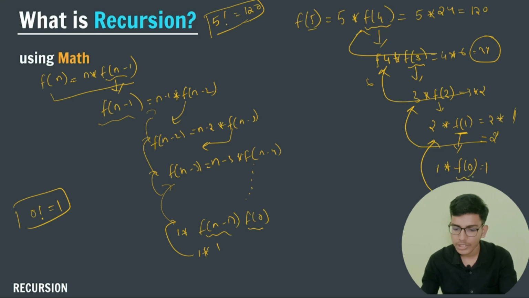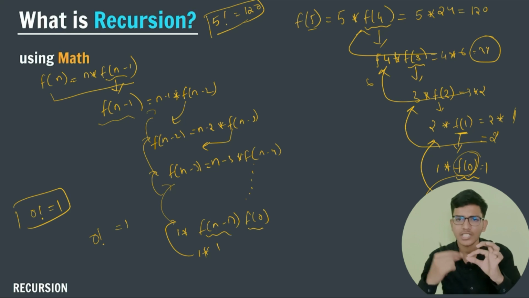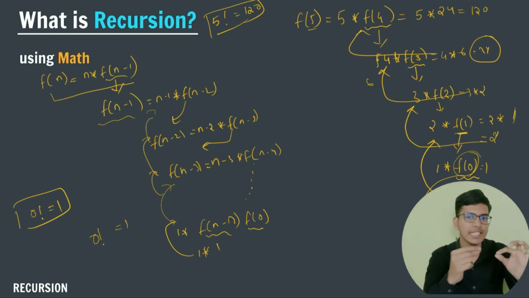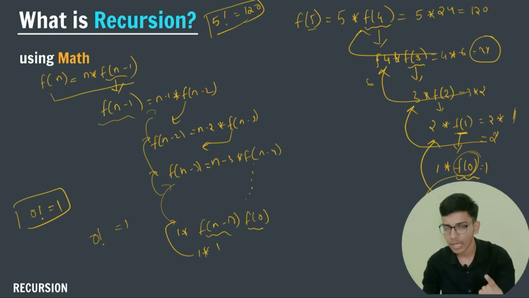Here f of 0, I already know that for finding 0th factorial the answer is 1, right? If I know that small tiny piece problem's solution, then that is known as my base case. So remember, guys, that a function which is calling itself, this process is known as recursion. So a function recursively calling itself is known as recursion.